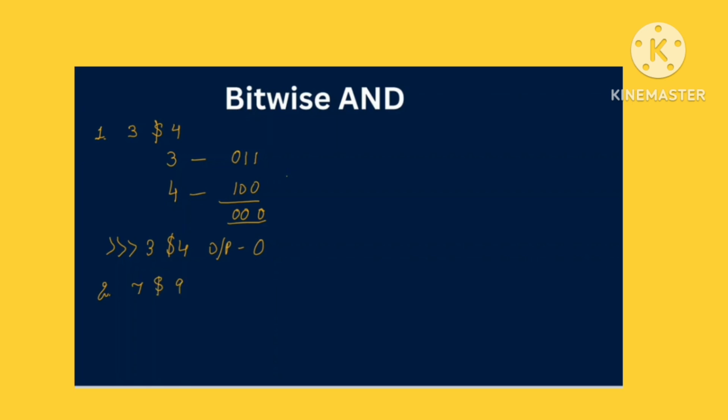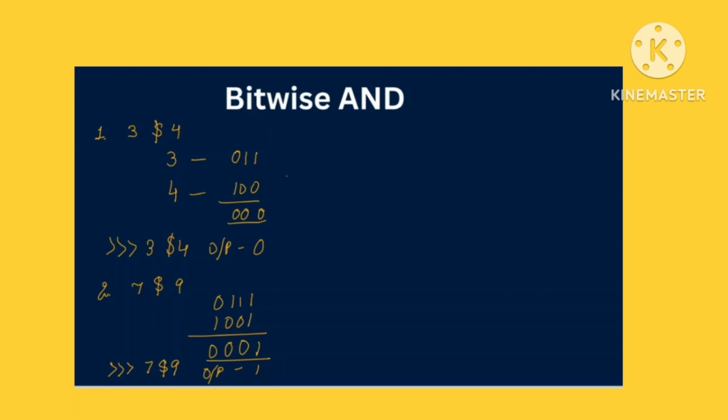Now the second question is 7 ampersand 9. So what will be the binary form of 7? 0 1 1 1. Binary form of 9? 1 0 0 1. So we will perform AND: 1 and 1 is 1, 1 and 0 is 0, 1 and 0 is 0, 0 and 1 again 0. So the output will be 1.